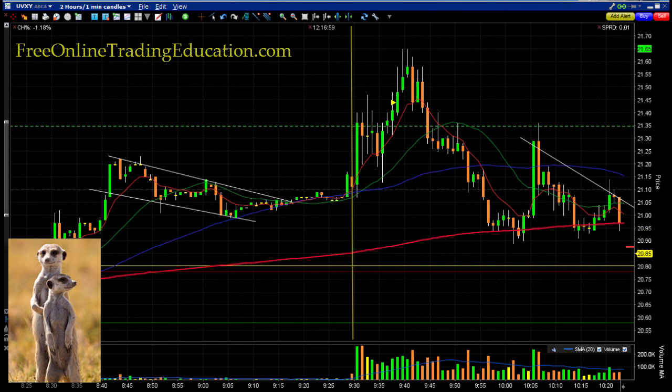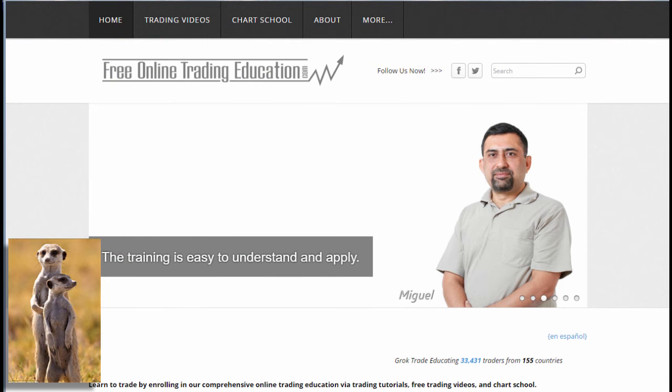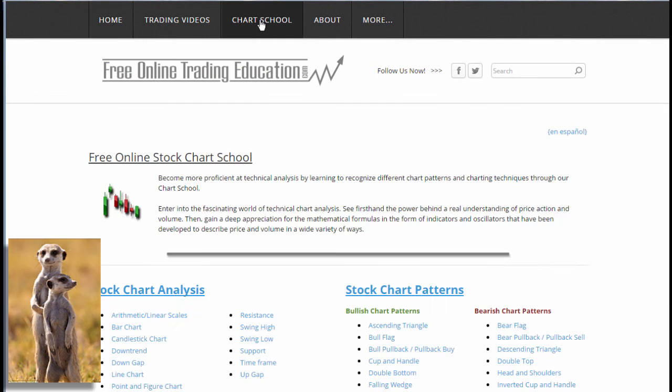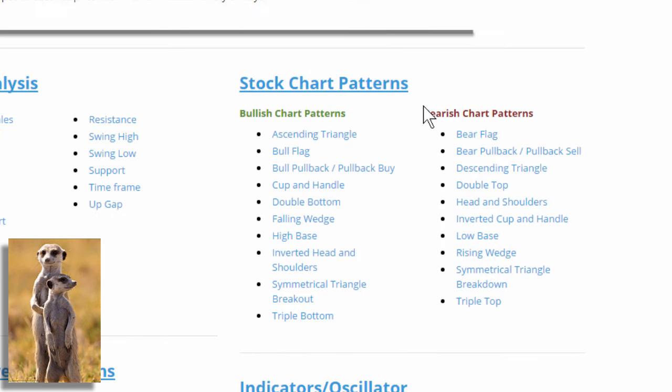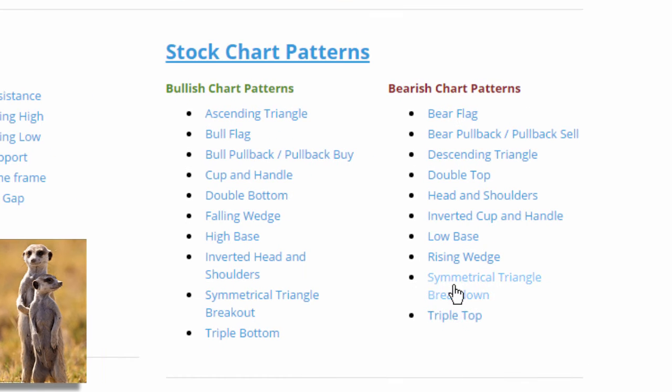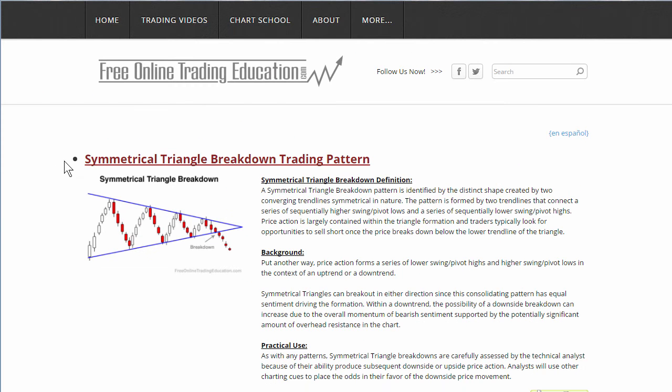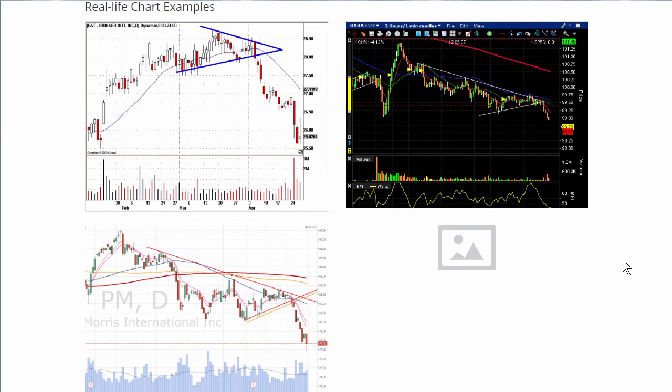If you want to know more about that, just go to our site, FreeOnlineTradingEducation.com. Let's go right up here to Chart School and under Charting Patterns. Now this is bearish because it actually came down into it. So let's take a look at symmetrical triangle breakdown. It came down into it here in this picture, getting tighter and tighter, like a spring. If it breaks down, odds are in our favor. Now the markets were going up, the VIX was coming down, so this was likely to go down. But I didn't want to get in until the odds were in my favor, when it broke below that support line.